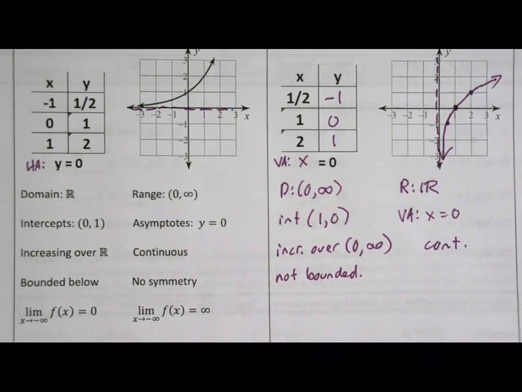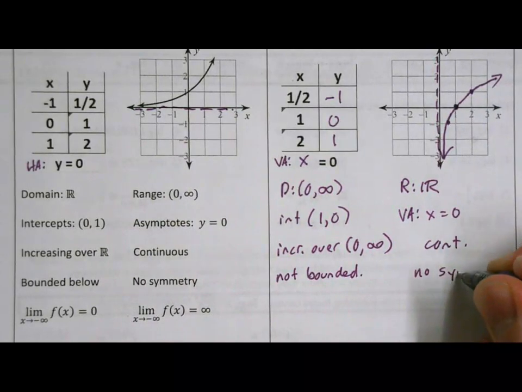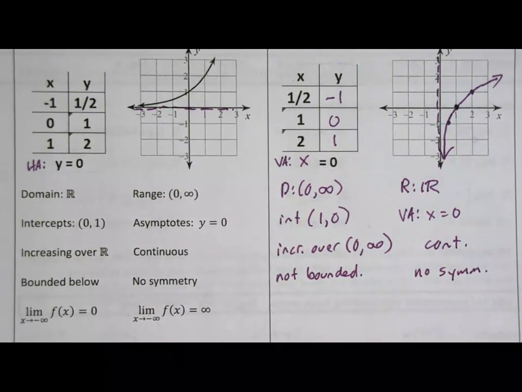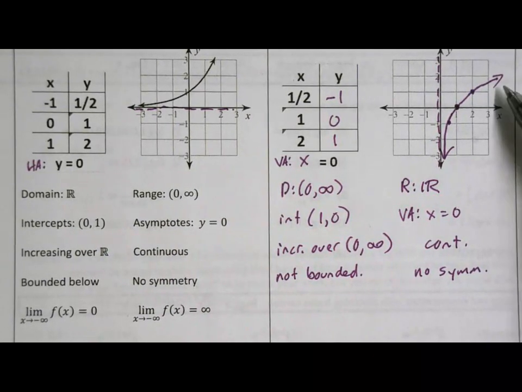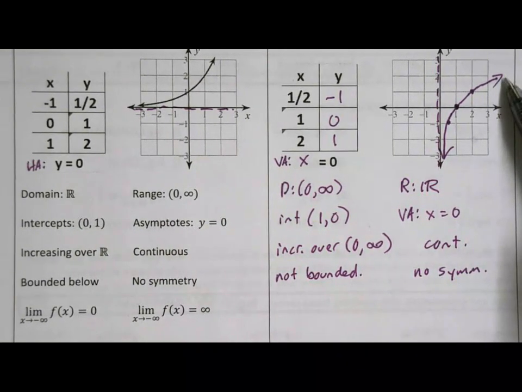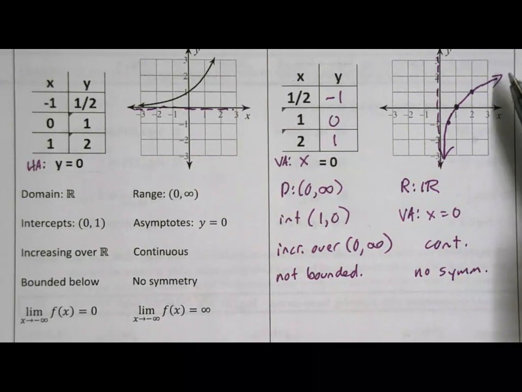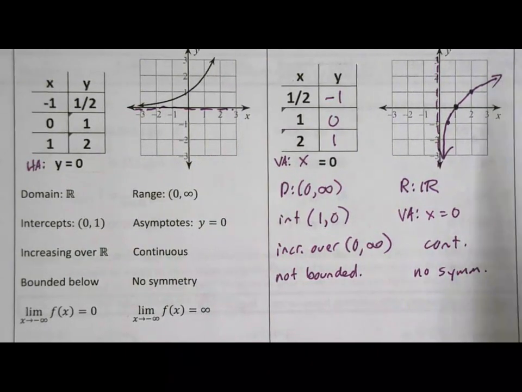Still no symmetry. And then this next part's kind of interesting, end behavior. Let's do the easy part first, the right-hand end behavior. Is the right-hand end behavior going up, down, or leveling off? It's going up, so it's going to go up forever and ever.